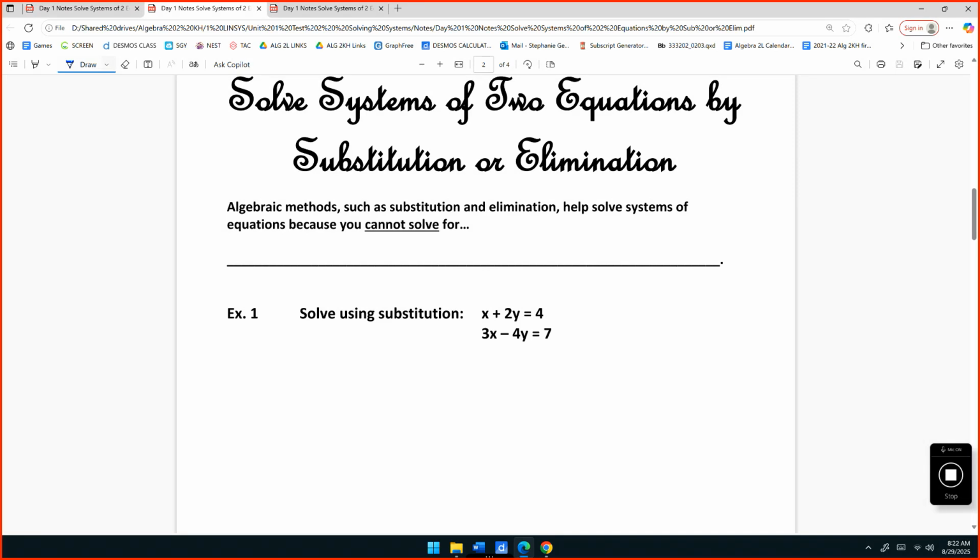Methods such as substitution and elimination help solve systems of equations because you cannot solve for more than one variable in one equation. So if I have an equation with x's and y's, like example 1, x plus 2y equals 4, I can't solve that because there's two unknowns. I need as many equations as I have variables.